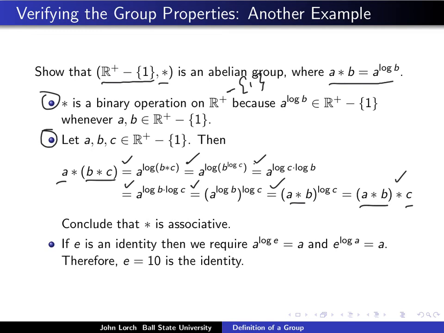Next, we address the issue of identity. Well, if we're going to have an identity in this group, we need to have that a to the log e equals a, and e to the log a is equal to a. And for those equations to hold true, we need e to be equal to 10. So 10 is the identity in this group. That seems rather strange, but that is the case here in this particular group.